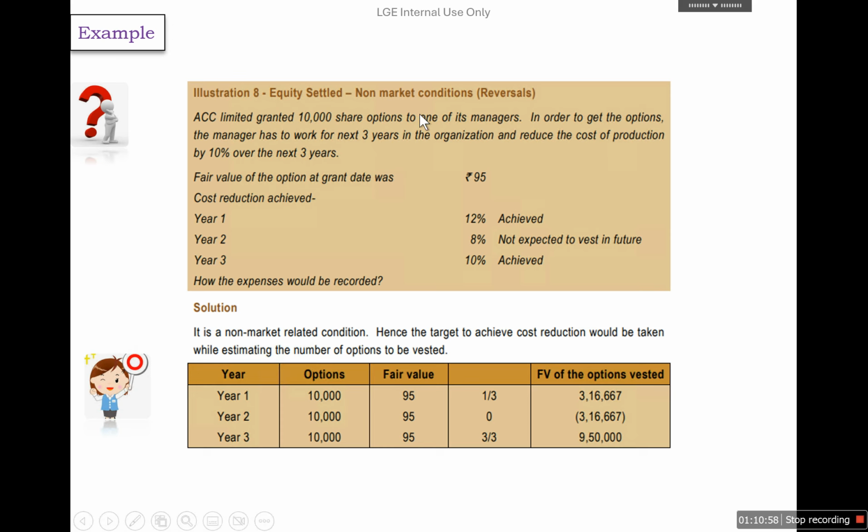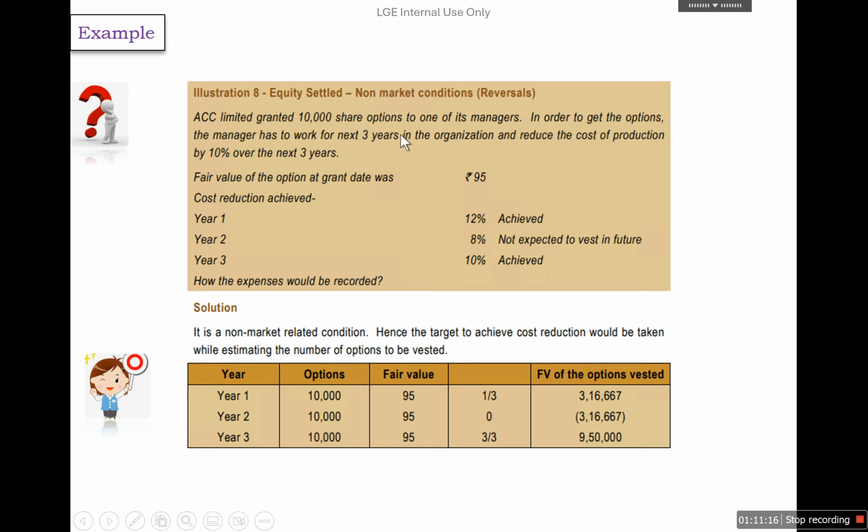Next is equity settled non-market condition. So where there is a non-market condition, in that case we need to change the amount based on the achievement.